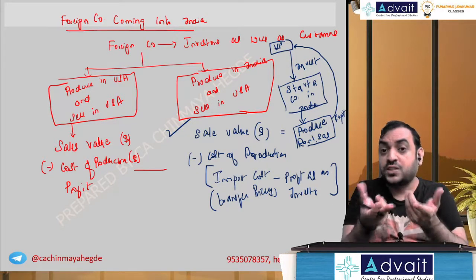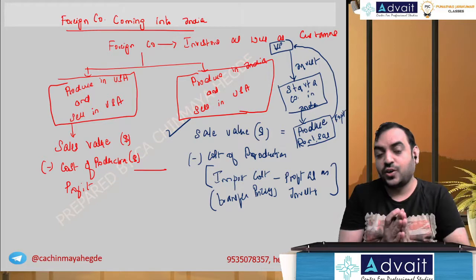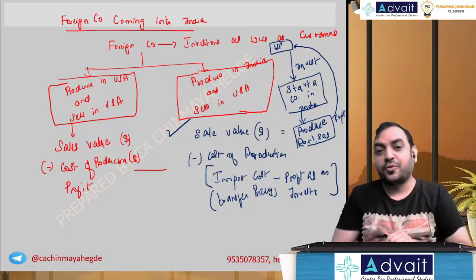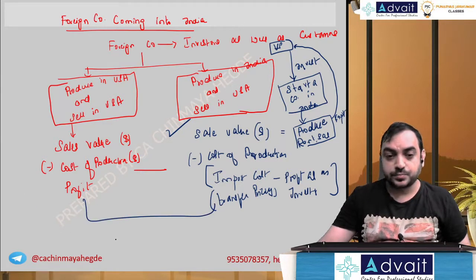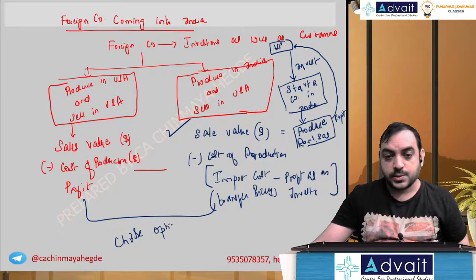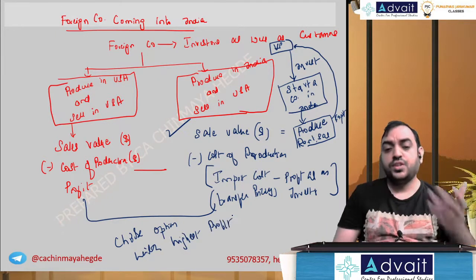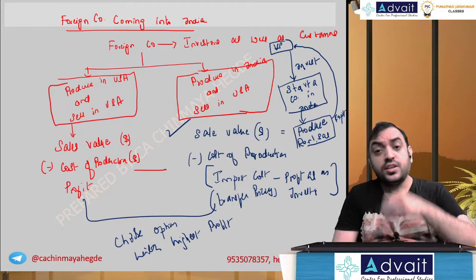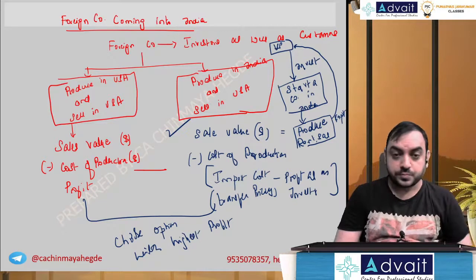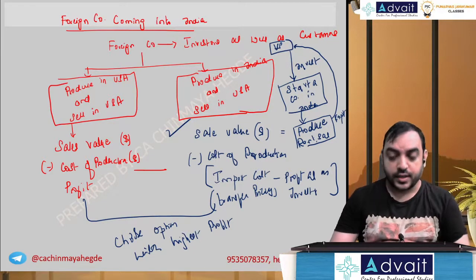Cost of production, import cost, is outflow, so you calculate the net cost, sale value minus net cost, that is the profit, versus the previous profit explained here. You choose wherever the profit is highest. Choose the option with highest profit. Okay, so this is another variety of question you can expect from this chapter. Okay, next.